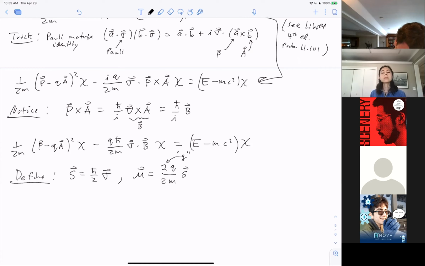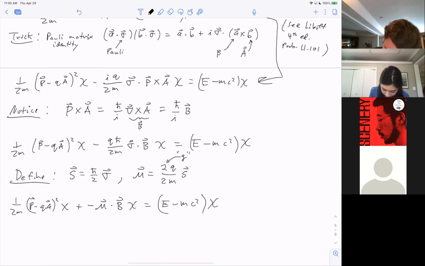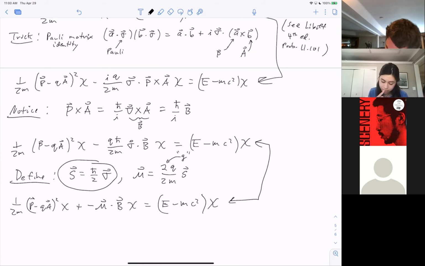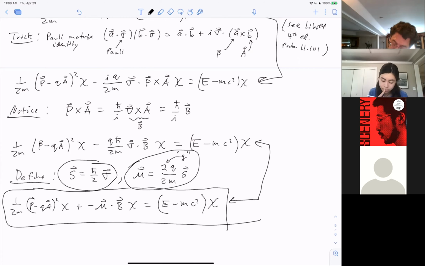So then we define those things, and we can see that we can rewrite that equation as 1 over 2m, (p minus qA) squared chi, plus negative mu dot B chi is equal to E minus mc squared chi. These two equations are equal if I make these definitions. And so what we see is that the Dirac equation in a magnetic field reduces to this equation.